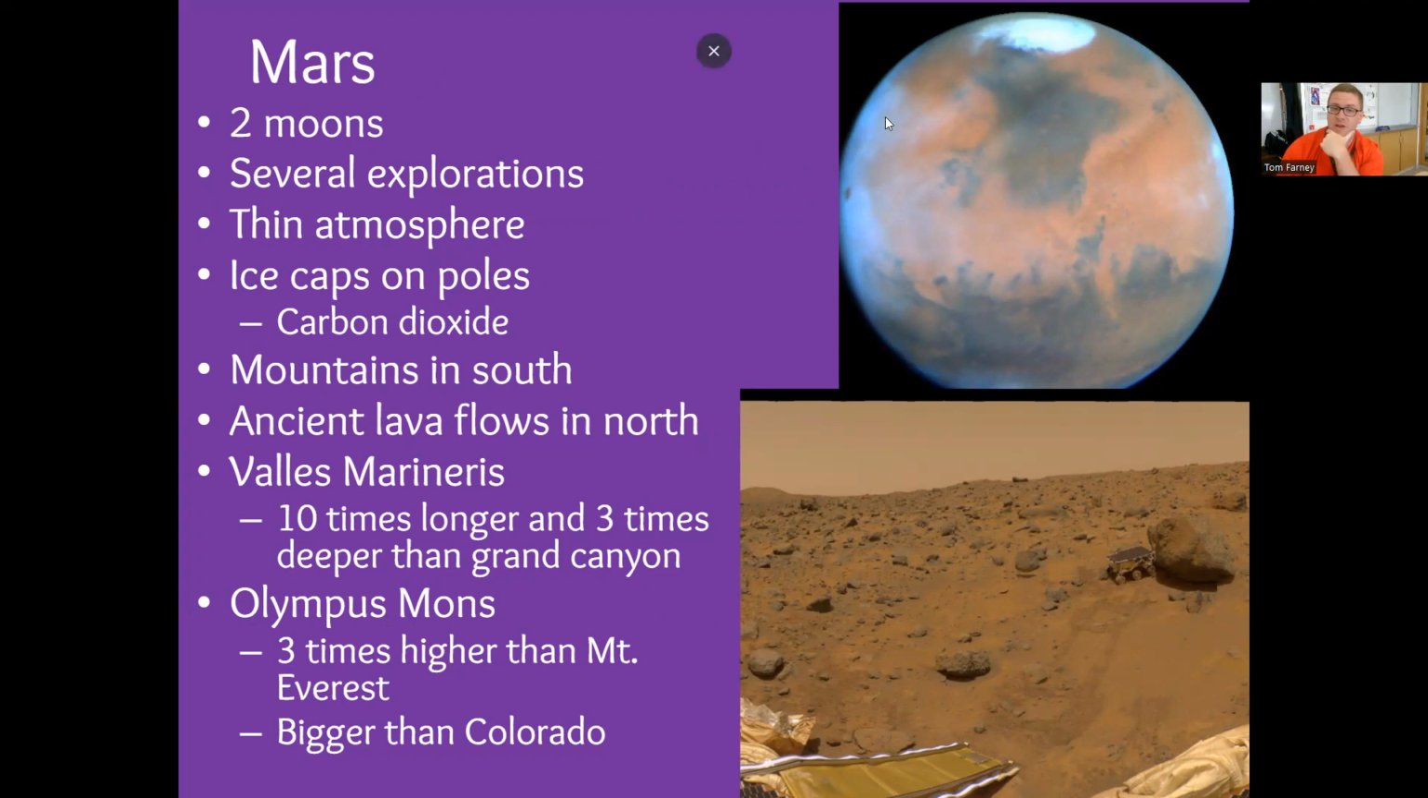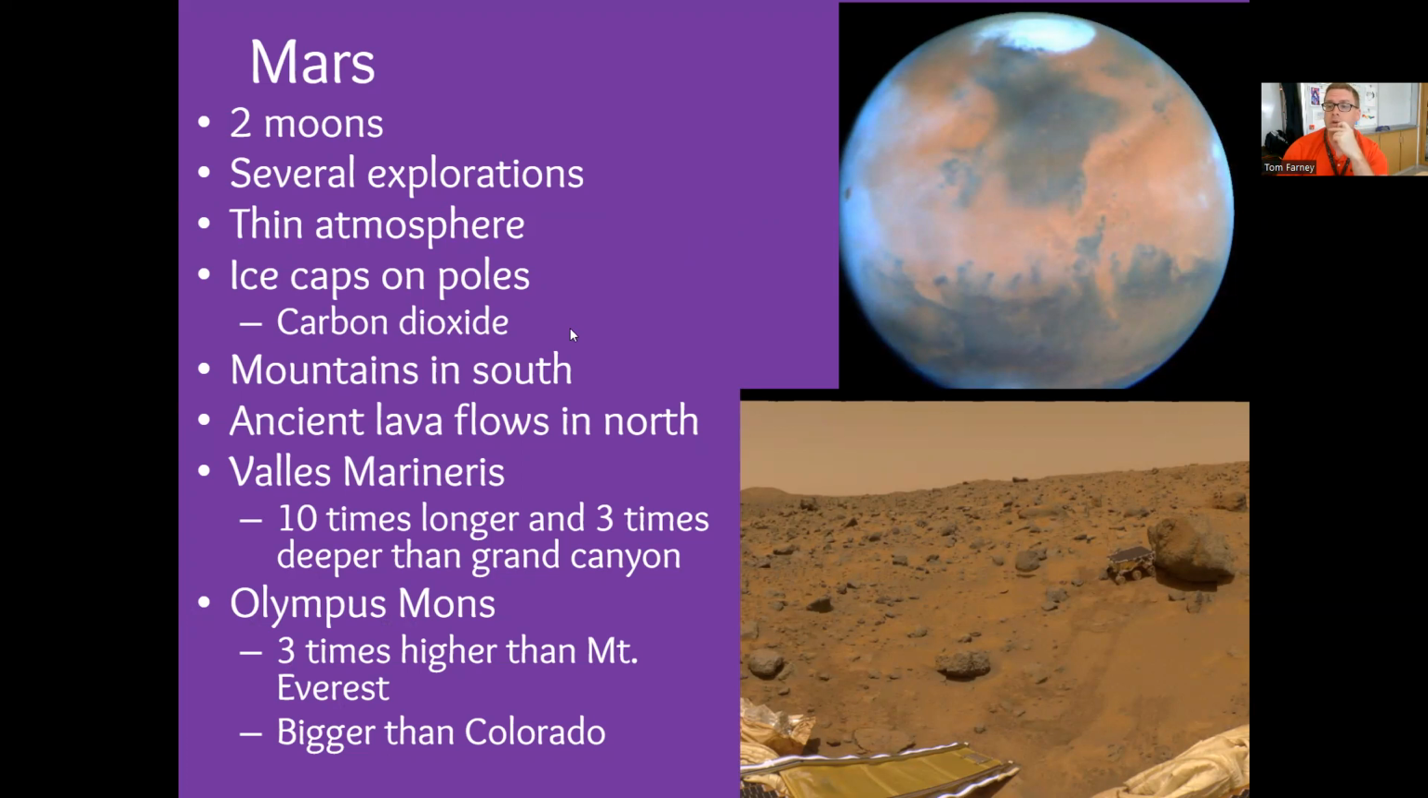So we have ice caps, frozen ice on the planet. We got some carbon dioxide, so we got a little bit of a greenhouse going on here. Again, we have a thin atmosphere, so it's not a really extreme greenhouse. We got some mountains and ancient lava flows that suggest Mars might have had plate tectonics at one point in the past, and it no longer does. We're studying why is that the case? Why does Mars no longer have plate tectonics?